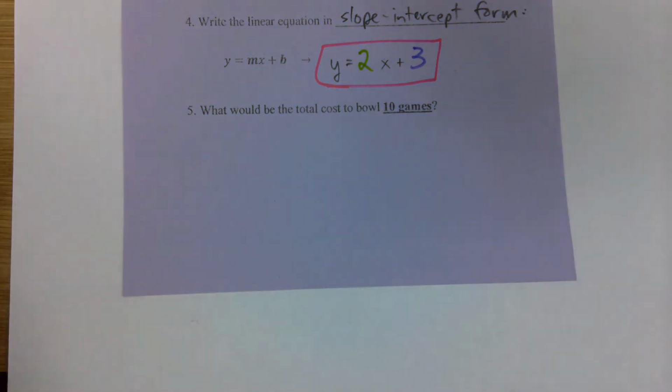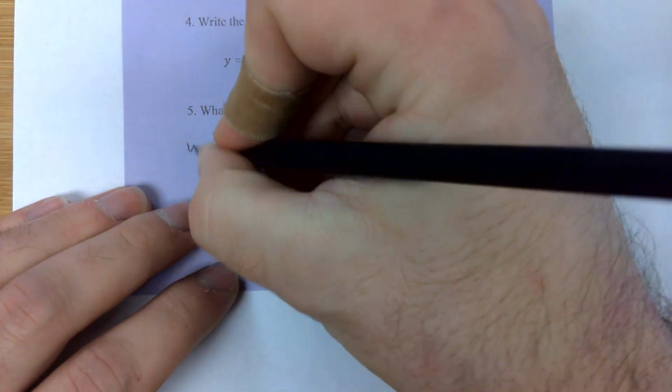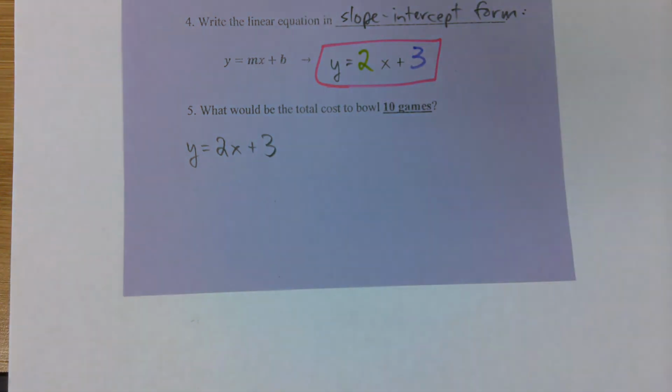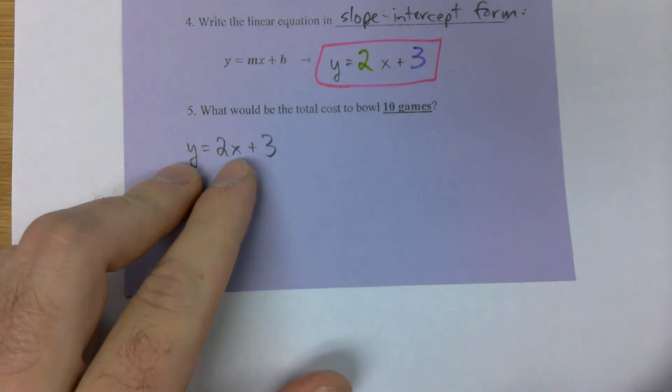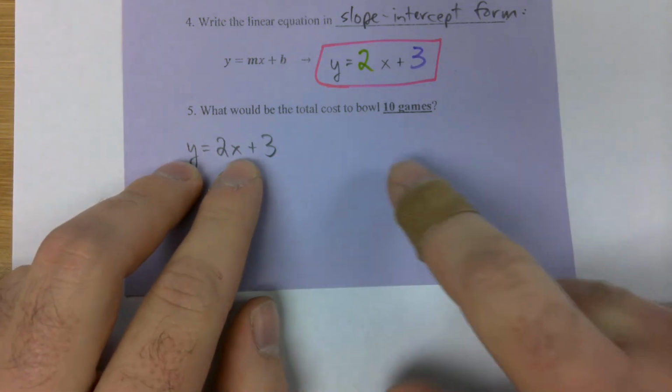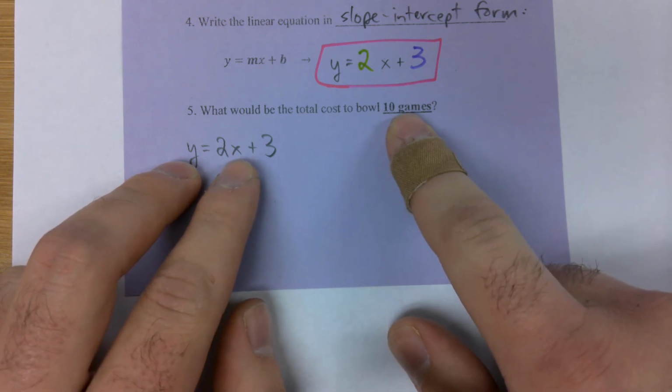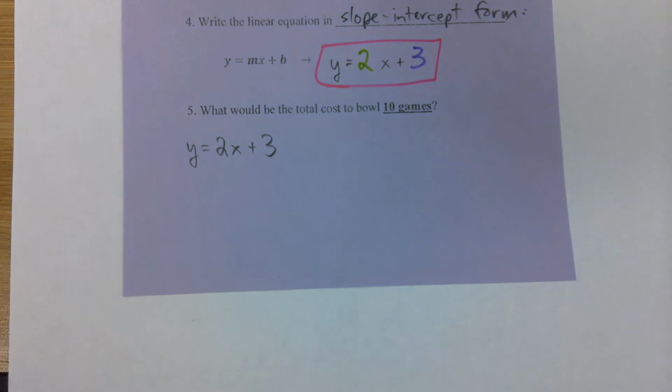Here's what we're going to do. We're going to take our equation, y equals 2x plus 3. And we're going to substitute one of these 2 variables, x or y. We're going to substitute it with 10. Right? Which variable are we going to substitute that 10 to, though? Noah?